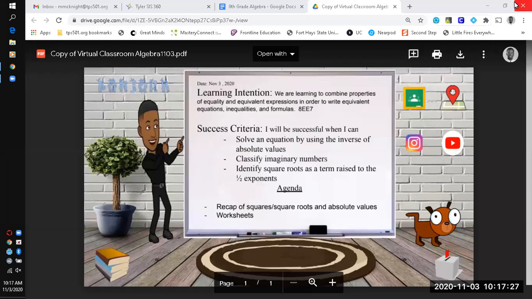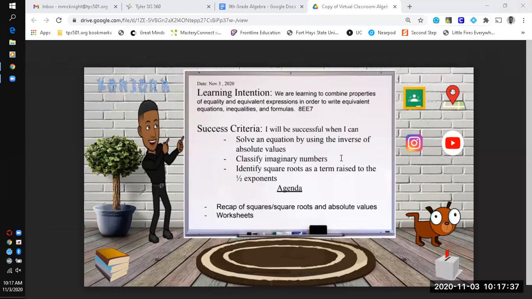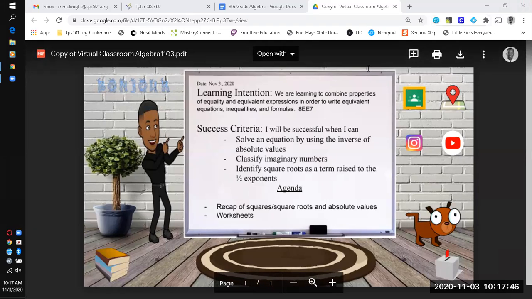All right, so for today's class, we're still looking at solving equations, but we're gonna look at something different today. From the success criteria, it says, be able to classify imaginary numbers. And when we talk about imaginary numbers, we talk about negative numbers underneath the square root sign, okay? Sometimes we work out some questions and then there's a negative number underneath the square root sign, so that's where we're gonna start from.